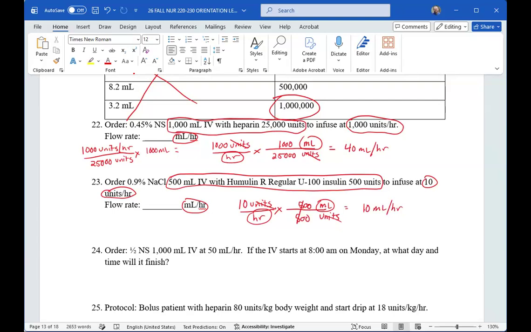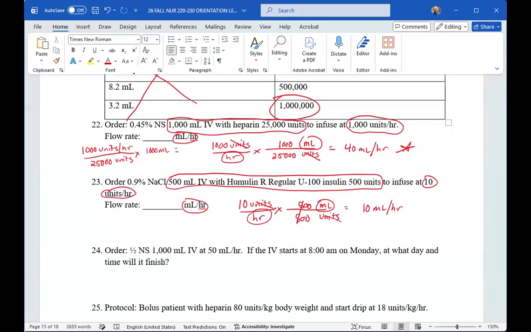So it won't always be the same, right? Because this was 1,000 units per hour to 40 milliliters per hour. This went from 10 units per hour to 10 milliliters per hour. So just pay attention when you are doing those. But we're going to see this particular question again, number 22, when we get to 25 here in just a moment.